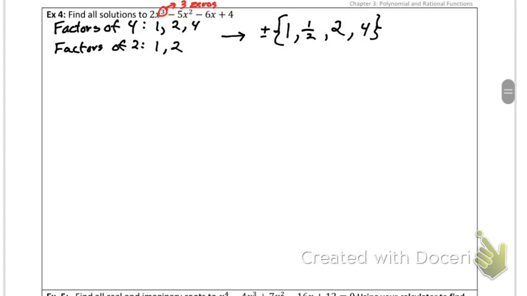This could be one I put on a test that I say you can't use your calculator on, because there's only 8 possibilities. This is definitely one that you could trial and error your way through, where you'd plug in a positive 1, then try a negative 1. Then try a positive 1/2, then a negative 1/2. Then a 2, negative 2, 4, and negative 4. Hopefully by then you found which one is your 0.